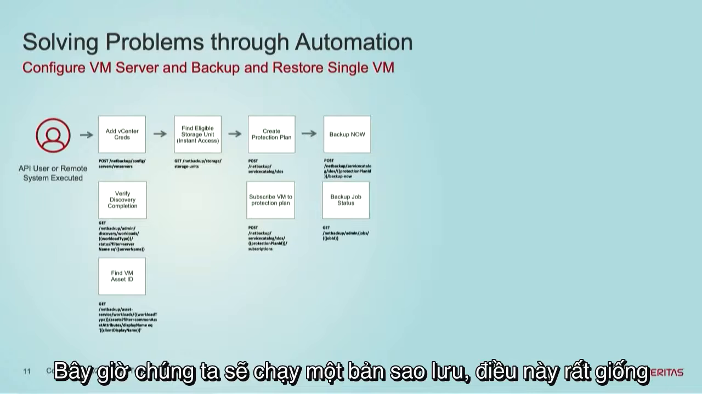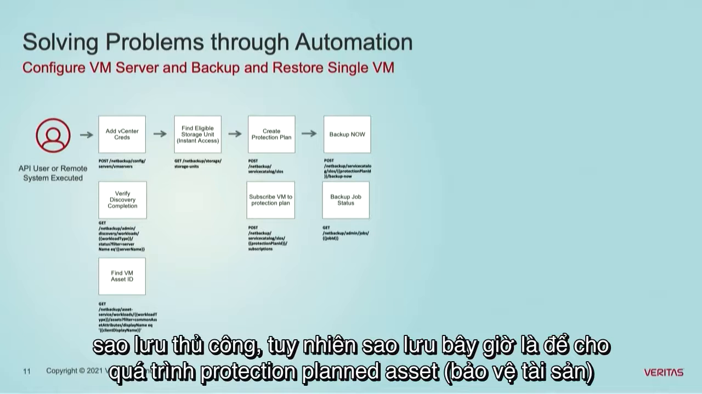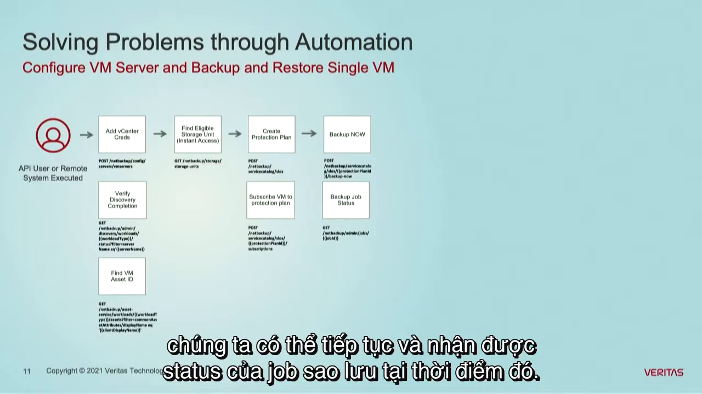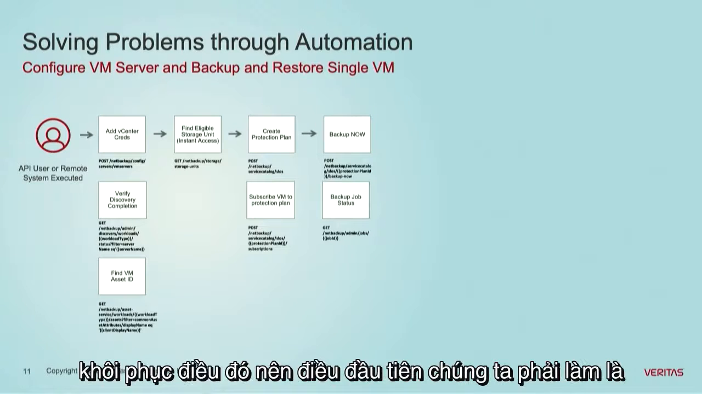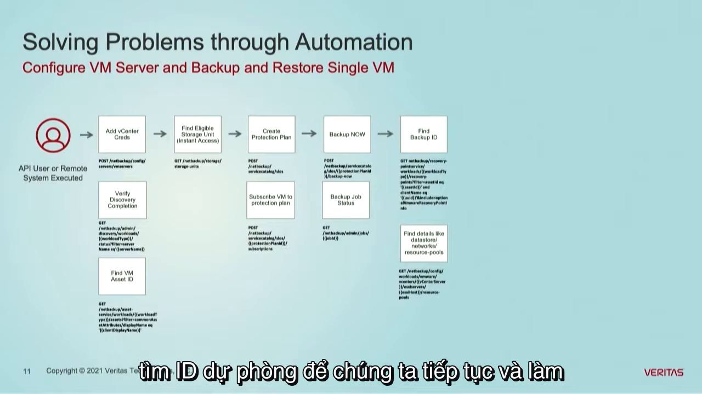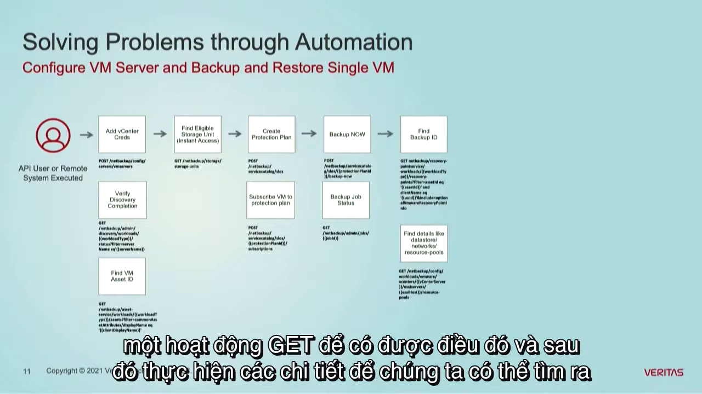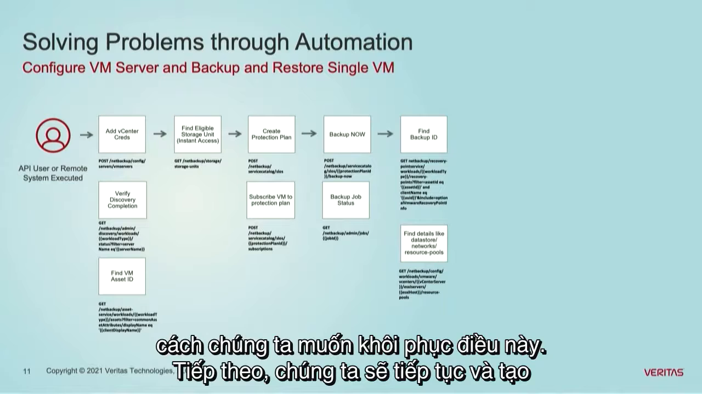This is very, very similar to a manual backup. However, backup now is for protection planned assets. And then we can go ahead and get the status of the backup job. At that point, this system is protected. But let's say we want to get to the point where we want to recover that. So the first thing we'd have to do is find the backup ID. So we'd go ahead and do a GET operation to get that. And then we'd get the details so that we can figure out how we want to restore this.